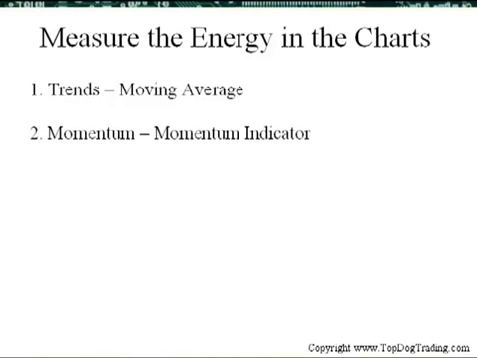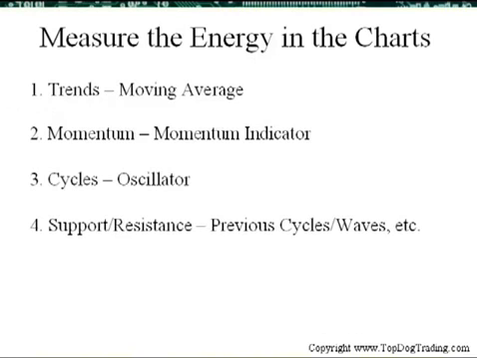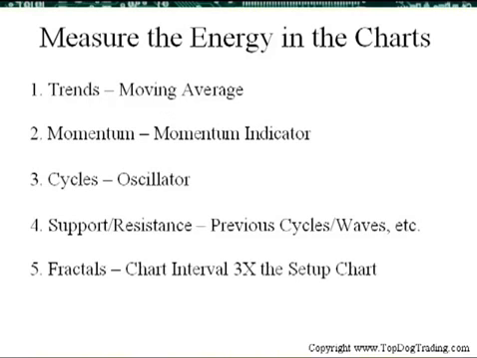So for trends, we use moving average. For momentum, we use a momentum indicator. Now I do change the inputs to be what I want, but the indicator is on every charting platform out there. Same with cycles. I use a very common oscillator. For support resistance, we use previous cycle highs and lows, wave highs and lows, Fibonacci levels, and so forth. And for fractals, we use a confirmation chart 3 times that of the setup chart.